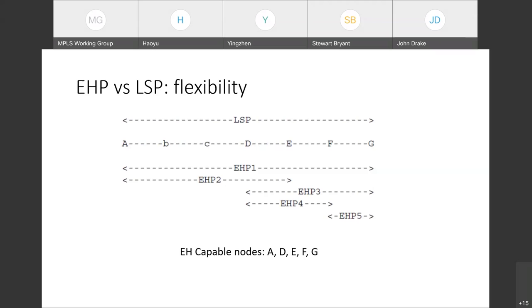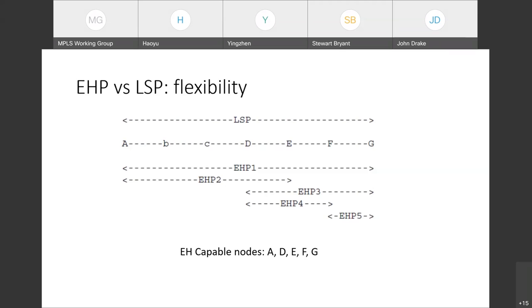I think probably what we need to do is, this is really going back to the requirements, isn't it? We should figure out what it is we really want to do. EHP1, EHP3, they don't go together. EHP1 means the extension header is head to the end. And EHP3 means you only have it over part of the LSP.